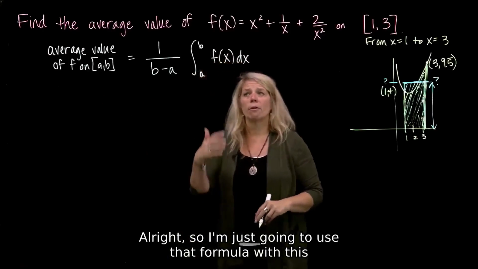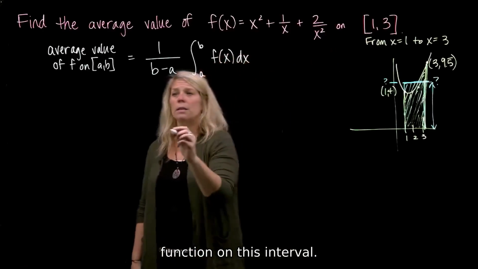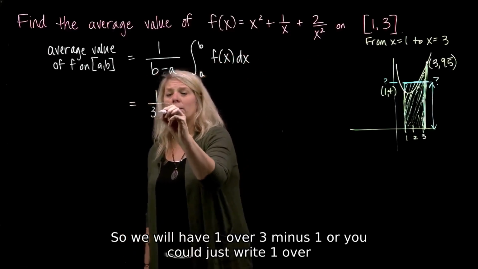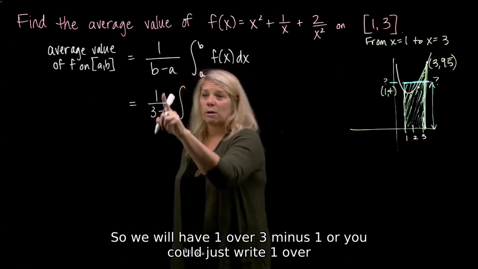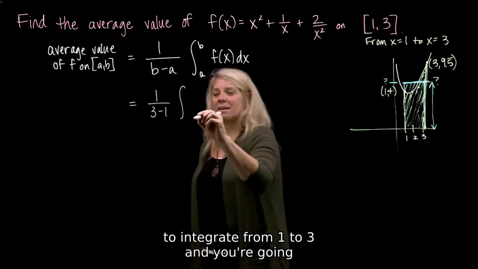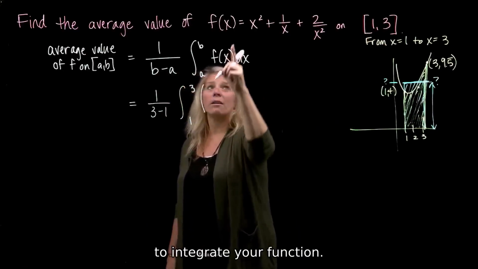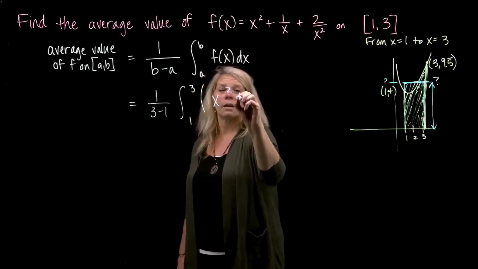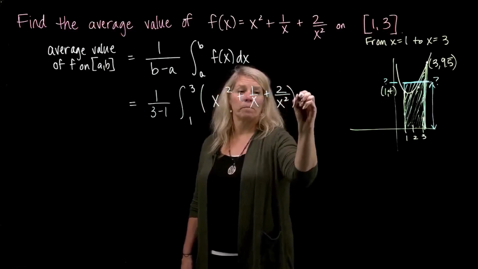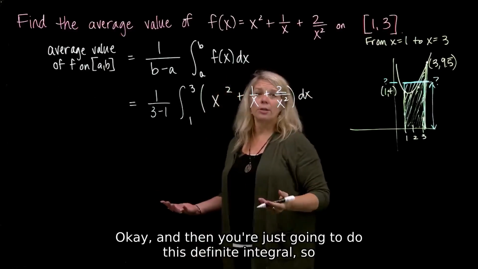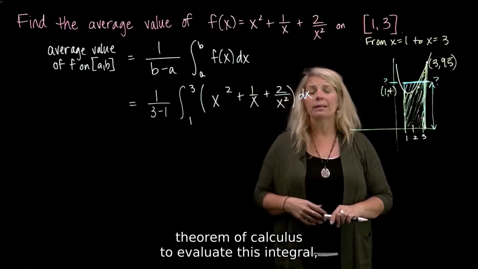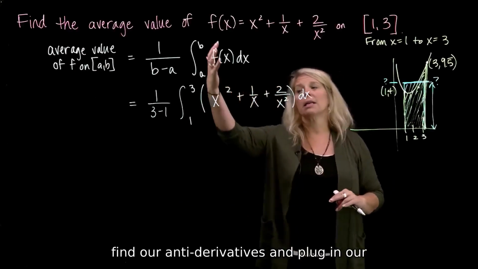All right, so I'm just going to use that formula with this function on this interval. So we will have 1 over 3 minus 1, or you could just write 1 over 2 here. And then you're going to integrate from 1 to 3 your function. Okay, and then you're just going to do this definite integral. So we're going to use the fundamental theorem of calculus to evaluate this integral, find our antiderivatives, and plug in our endpoints and subtract.